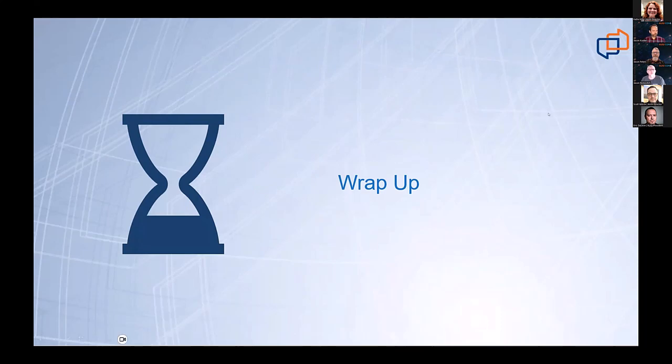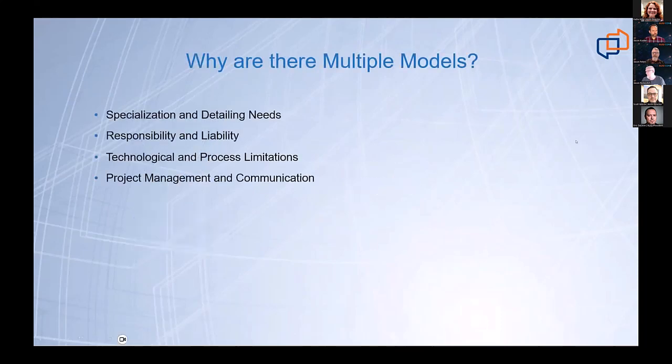All right, yeah. So wrapping up then, consolidating some of the slides. Why are there multiple models? Specialization, detailing needs, different stages of the construction process. It's going to require different levels of detail and different levels of specialization. Designers, contractors, and operations managers have distinct needs, and they're going to use that model in very different ways. And that's going to require changes to that original design model.